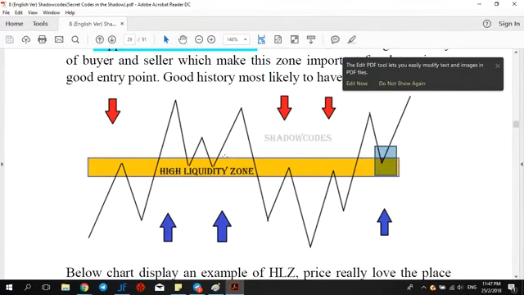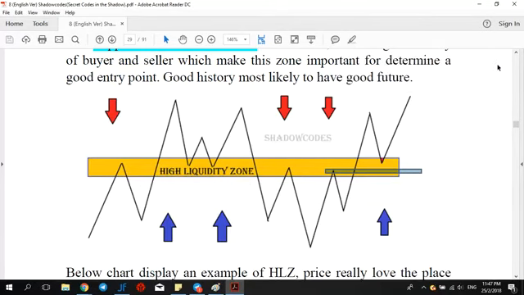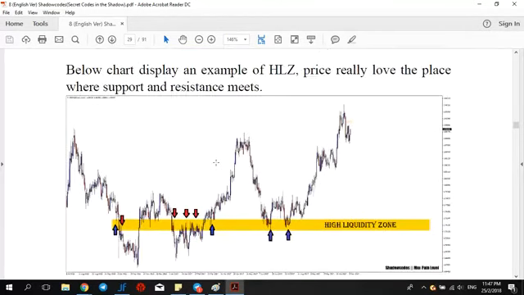Okay, so this is not an SBR, RBS or RBS, SBR, but you will be taking entry based on here. This RBS will be your entry, but the high liquidity zone will determine which SBR you will be choosing. Price will usually hunt down this RBS in this high liquidity zone before it shoots up. Okay, so this is a high liquidity zone on the chart.